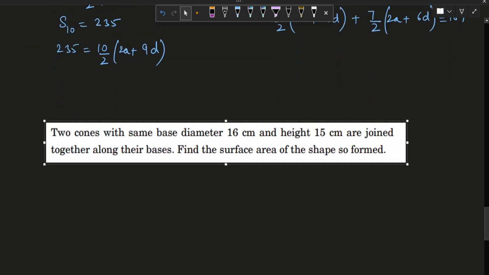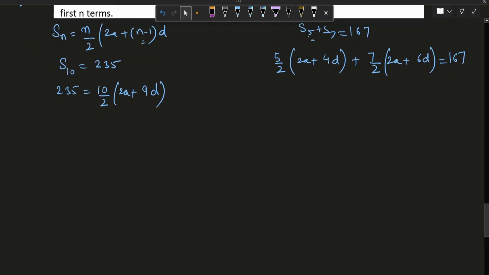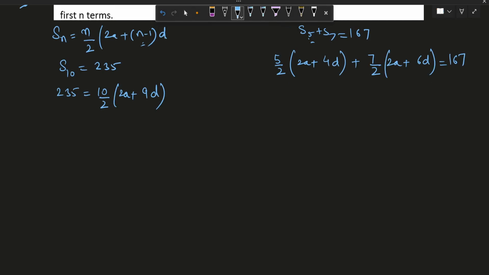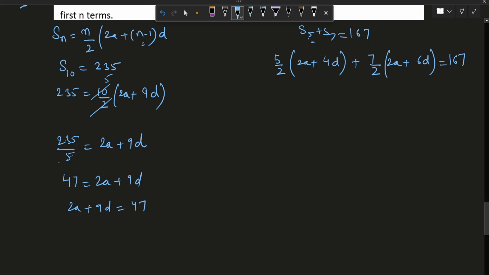I'm simultaneously solving the equations here. So I can cancel 5. Bring it over here. 235 by 5 is 2a plus 9d, which will be how much when you cancel it? 5 fours are 20 and 7, 47. So I'll write 2a plus 9d is 47.